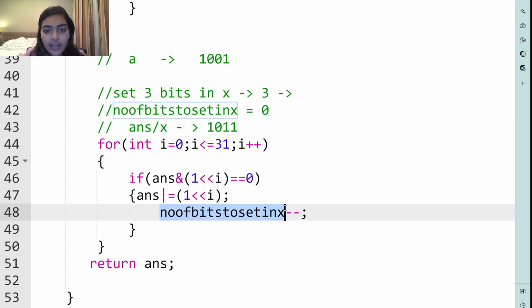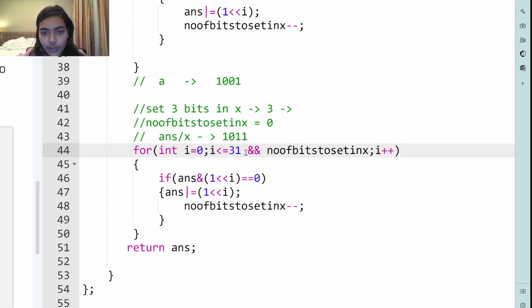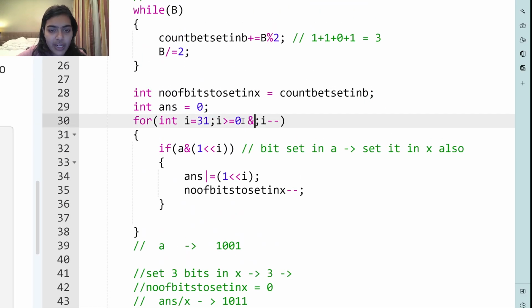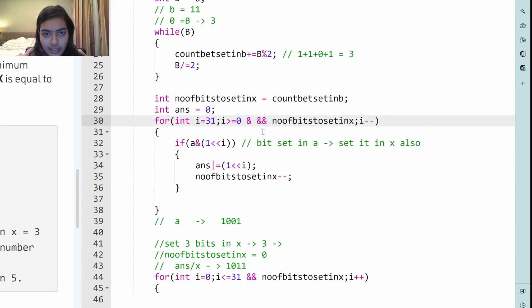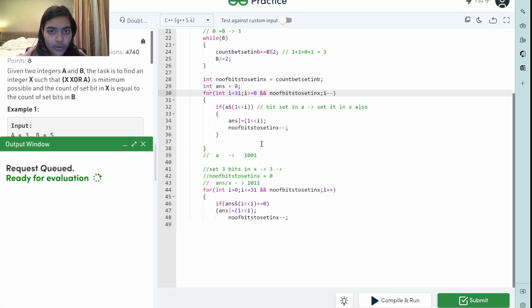Now there's one more thing. When the number of bits to set becomes equal to 0, you can stop the iteration. So I will have to give this condition here, and the same condition here. That's it, this is the simple logic, and let's run and see if it is going to work.